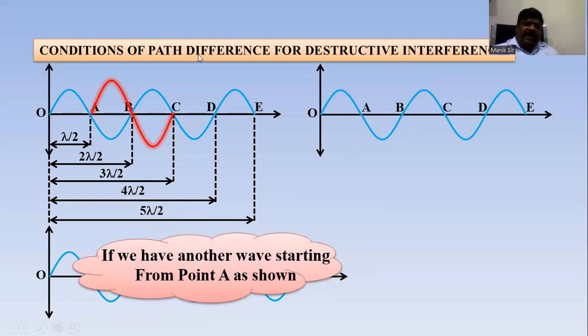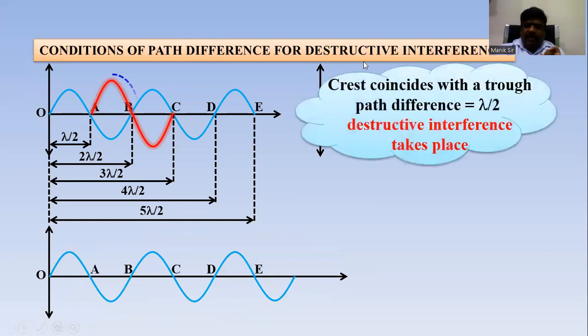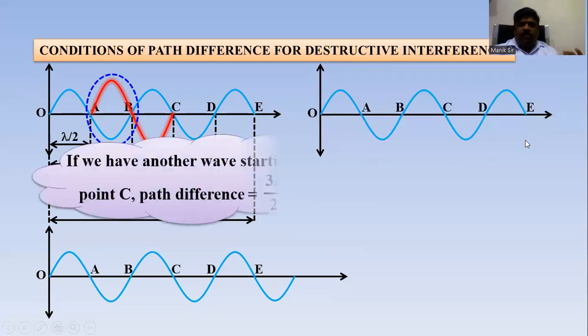But what happens here is that for this first wave, that is the blue wave, there is a trough, and for the second wave, that is the red wave, there is a crest. So the crest matches with the trough. As the crest matches with the trough, there is a destructive interference. So the crest coincides with the trough, and what is the path difference? The red wave started from this point A, and the blue wave started from point 0, and the path difference is how much? Lambda by 2. So here the destructive interference takes place.